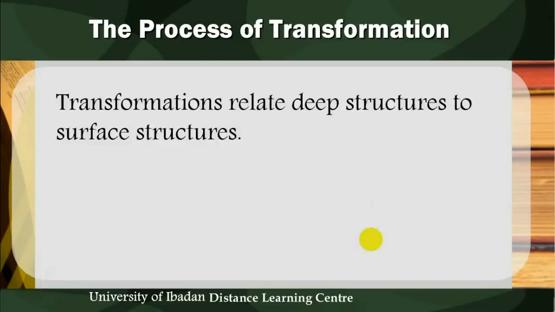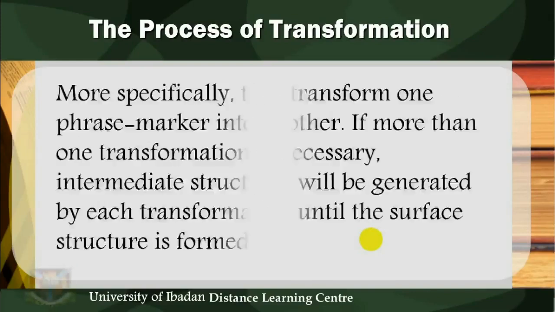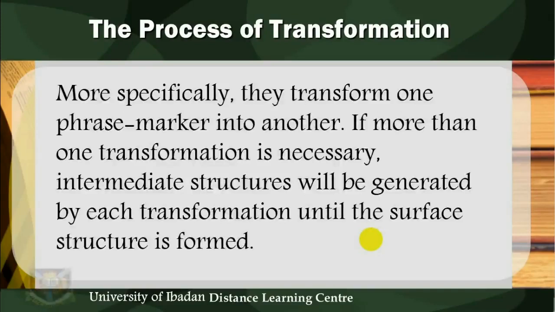Transformations relate deep structures to surface structures. They relate deep structure trees or phrase markers to surface structure trees or phrase markers. More specifically, they transform one phrase marker into another. If more than one transformation is necessary, intermediate structures will be generated by each transformation until the surface structure is formed.